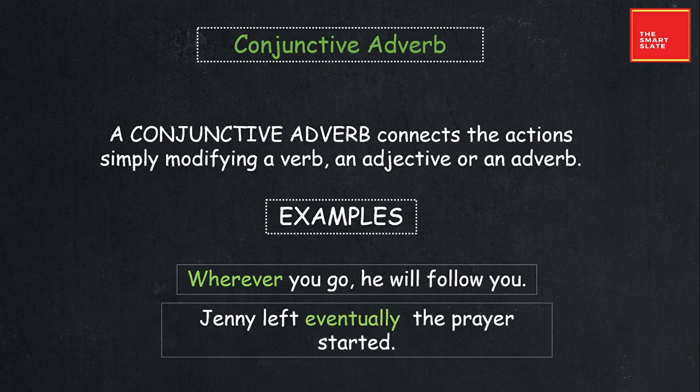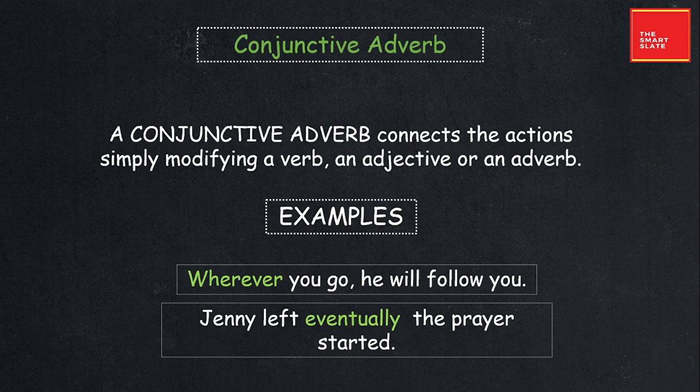Next, Jenny left eventually. The prayer started. Here also, if you remove the conjunctive adverb, Jenny left, the prayer started. So again, the meaning is not correct. But if you add eventually, so Jenny left eventually, the prayer started. So your two actions are related. Someone left, and when someone left, the prayer started.